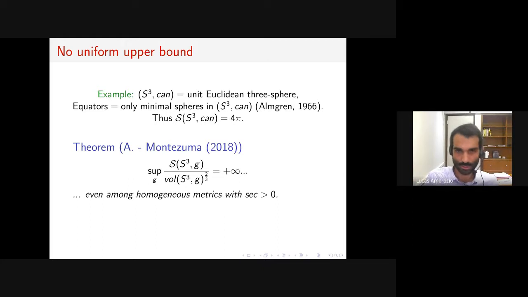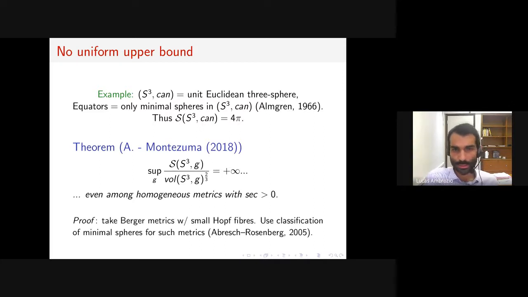So here you can find a sequence of metrics, even homogeneous metrics with positive sectional curvature, all of them with the same volume, and the spherical systole can be made as large as you wish. I'm not talking much about the proof, but for those who know the Berger metrics, our examples are actually Berger metrics. And we could compute the systole because there is a classification of minimal spheres in such metrics.